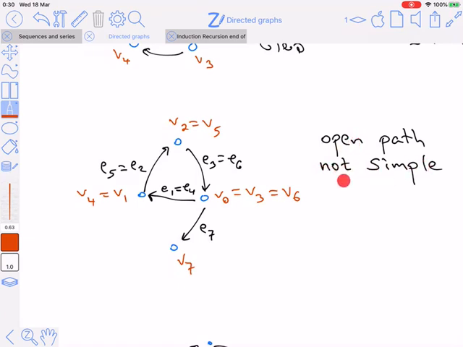This path is not simple because the same node appears many times along the path. For example, this node appears as the first node V0, as node V3, and as node V6. This node also appears twice, and this node also appears twice along the path. Therefore, the path is not simple.